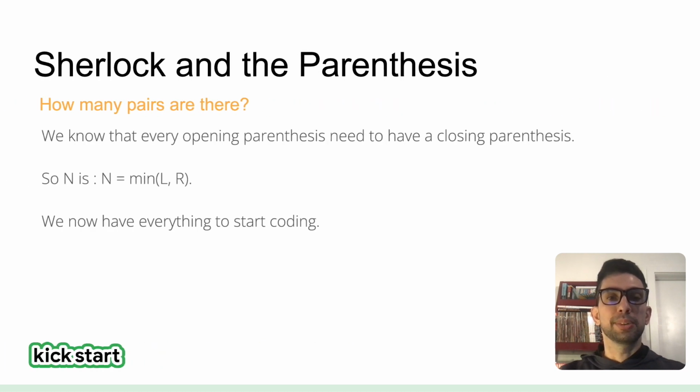So what is n in our case? We want the balanced strings to be of the form open parens, close parens. So basically, we need to ensure each left parens has a right parens. So we are constrained by the lesser of these two. So basically, n is the minimum of L and R. We now have everything to start coding.